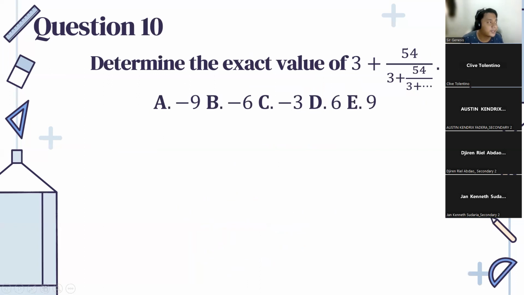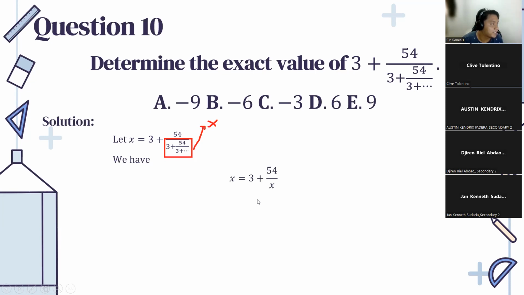Okay, number 10. Determine the exact value of 3 plus 54 over 3 plus 54 over 3 plus 54, and so on. Okay, so this one is quite easy because if you let x be this given expression, the denominator right here can also be expressed as x, because that is the same expression as x itself. So that will be x is equal to 3 plus 54 over x.